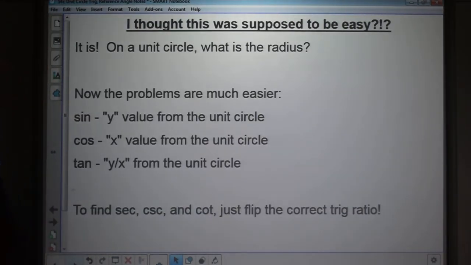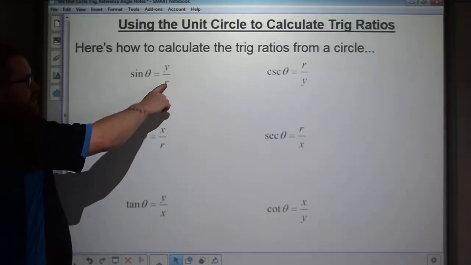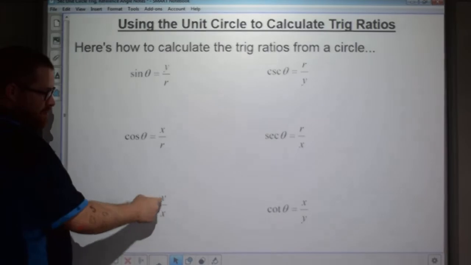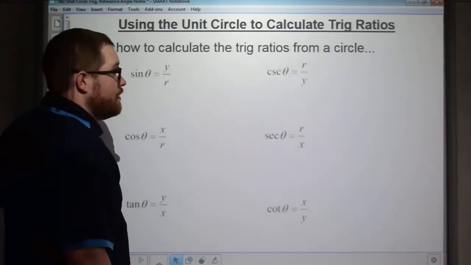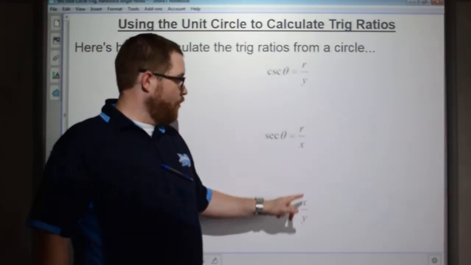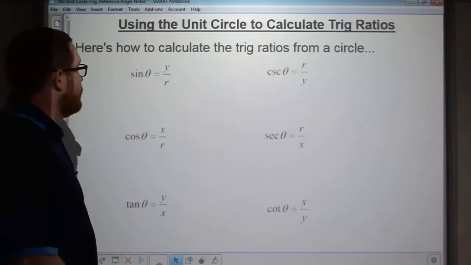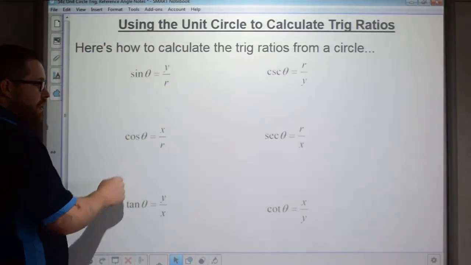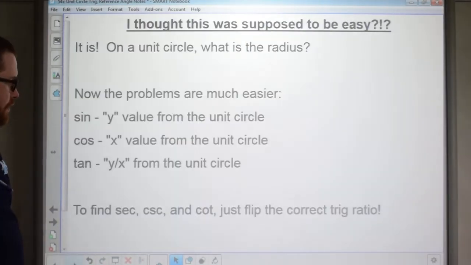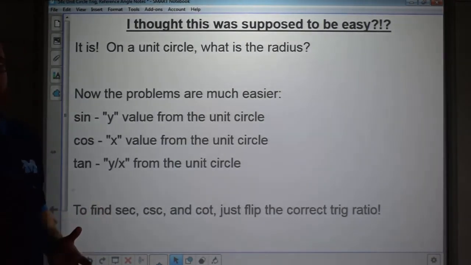If the radius on a unit circle is 1, then this is just y. This is just x. This is still y over x. This is 1 over y. This is 1 over x. And this is x over y. In other words, sine is just the y value. Cosine is just the x value. That's the reason the unit circle is so important.